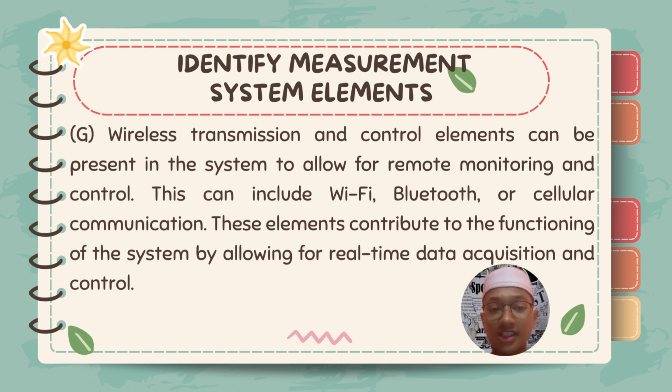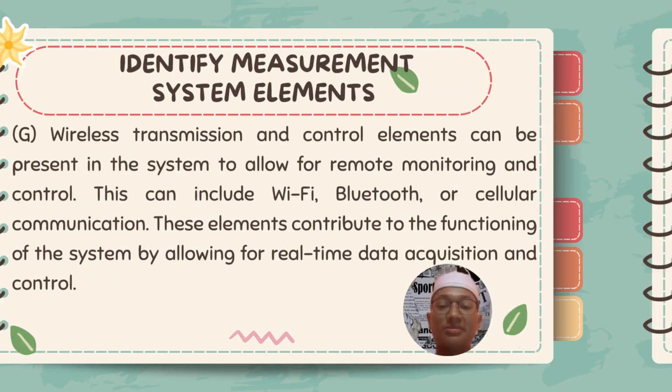For the last one, wireless transmission and control elements can be present in the system to allow for remote monitoring and control. This can include Wi-Fi, Bluetooth, or cellular communication. These elements contribute to the functioning of the system by allowing for real-time data acquisition and control.